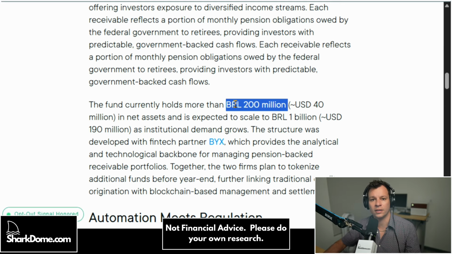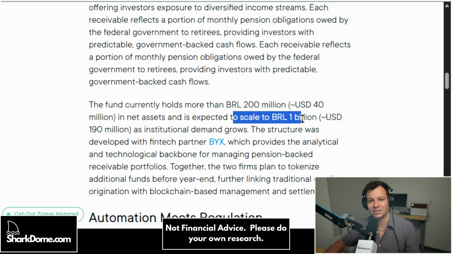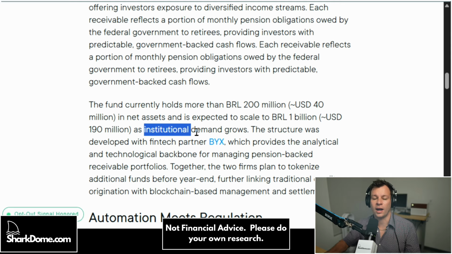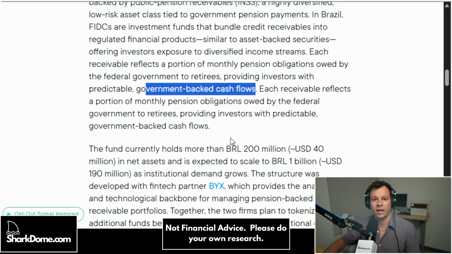So about 200 million, and that's in their fiat currency, about $40 million in net assets, and expected to scale to 1 billion, which is about $190 million. And this is important because I personally believe they're trying to get out of their fiat system onto the dollar, because the dollar is not inflating as much. So if you can move your assets, your CRA debt instruments, onto the blockchain, you can borrow against them and have your stablecoin for the government, your government-backed cash flow, and everyone's going to get paid. And I think this is a great way to almost bring a lot of credibility to all of your financial assets.